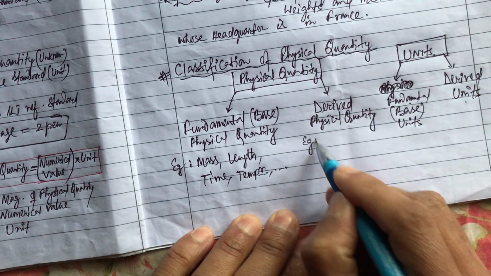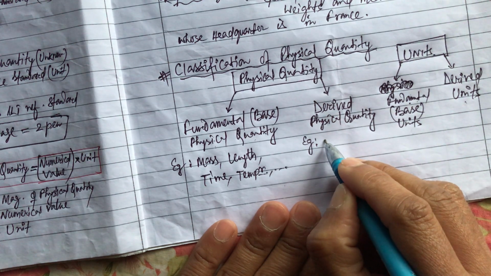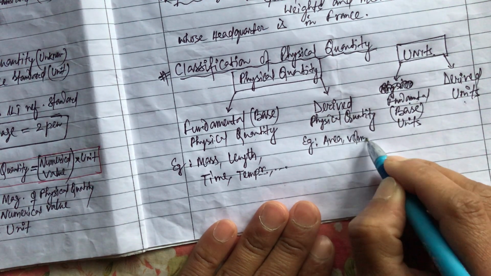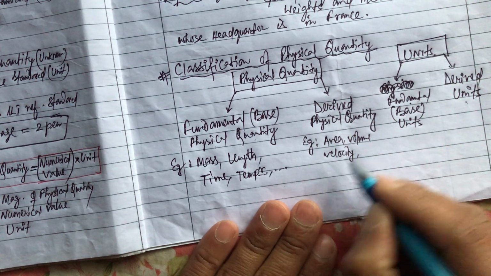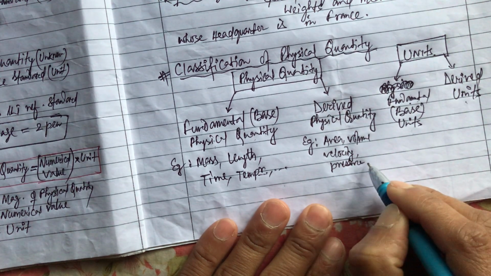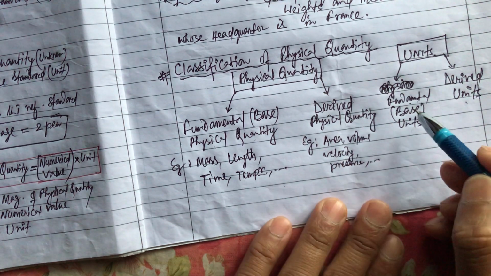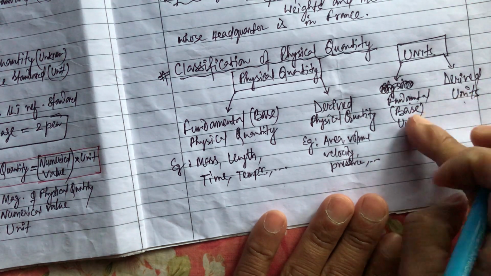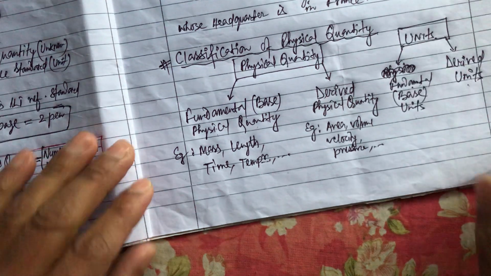For derived, examples are area, volume, velocity, then many more, pressure, etc. So these are examples of derived physical quantities. When we talk about fundamental base units, these two things we will see a little later. Okay, now this is not all about this.